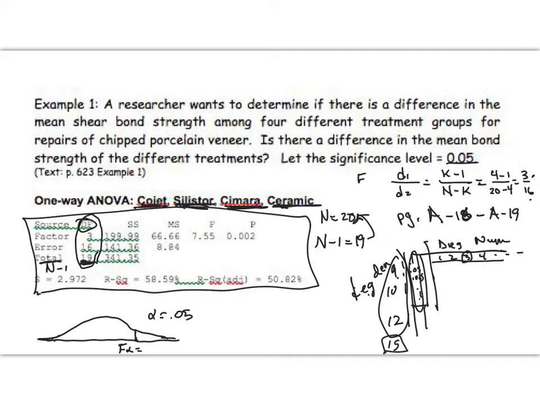So you go to 15, and then you find the area next to that of 0.05, and then you go across the table and down the table, and you will find that it is about 3.29.